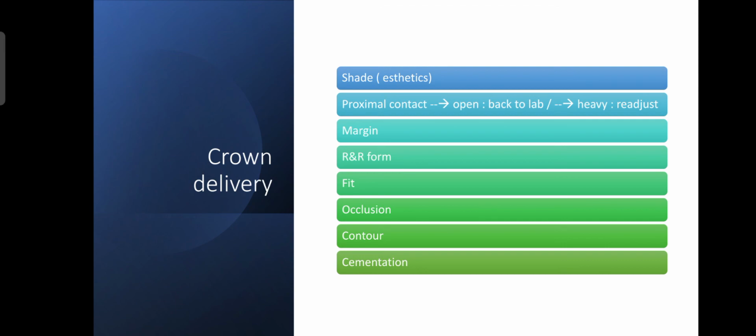Here I want to tell you that we can't check the occlusion before checking the proximal contact. If the proximal contact was heavy, this means that the restoration is not fully seated, so the occlusion will be early or premature. So we will check the proximal contact and then margin, resistance, and retention, fitting, then occlusion. So you should do this in order. Don't do a step before the other one.